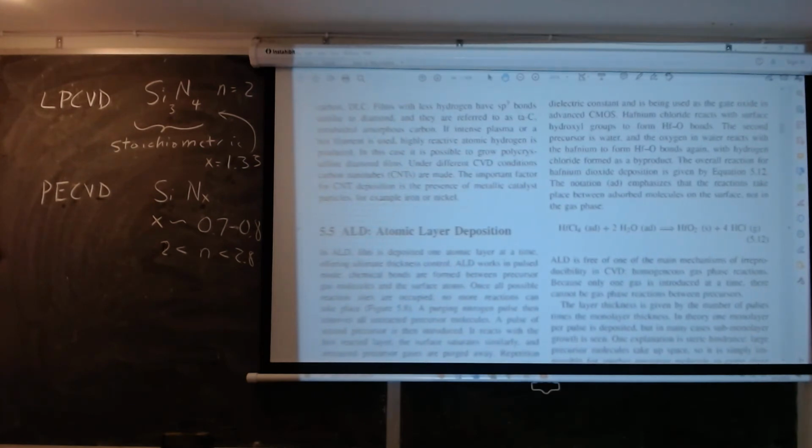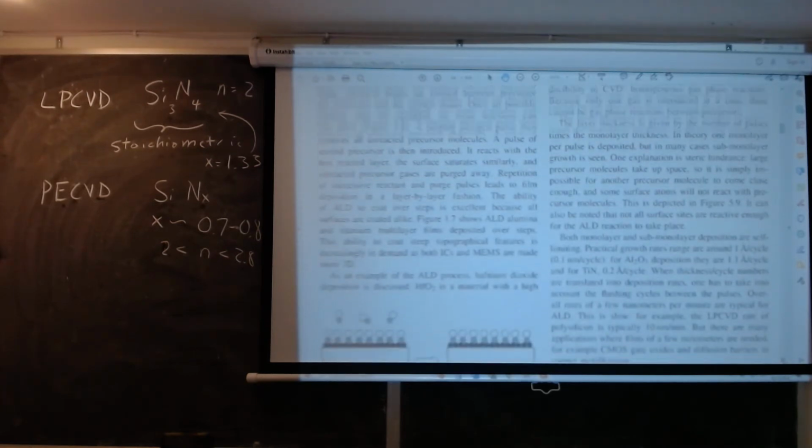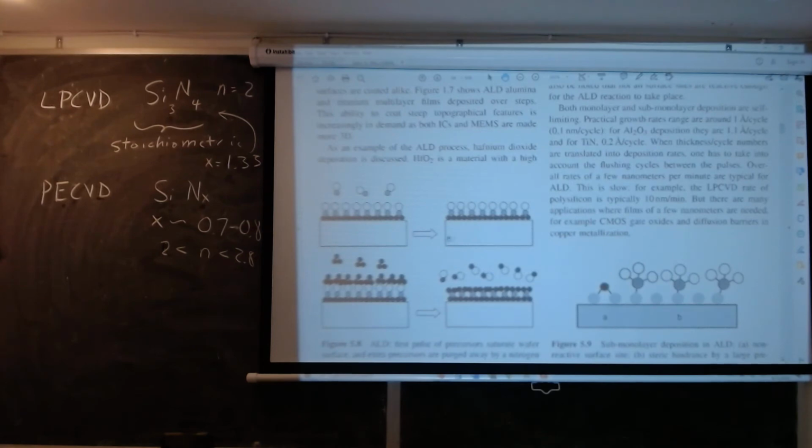What you'll find is that far more of your work in the clean room is with either evaporation or sputtering or CVD, particularly PECVD. Atomic layer deposition is a very specialized deposition process, because it's to a certain extent a chemical process like CVD, but the way to think about it is it's simply been set up so that you do it in steps.